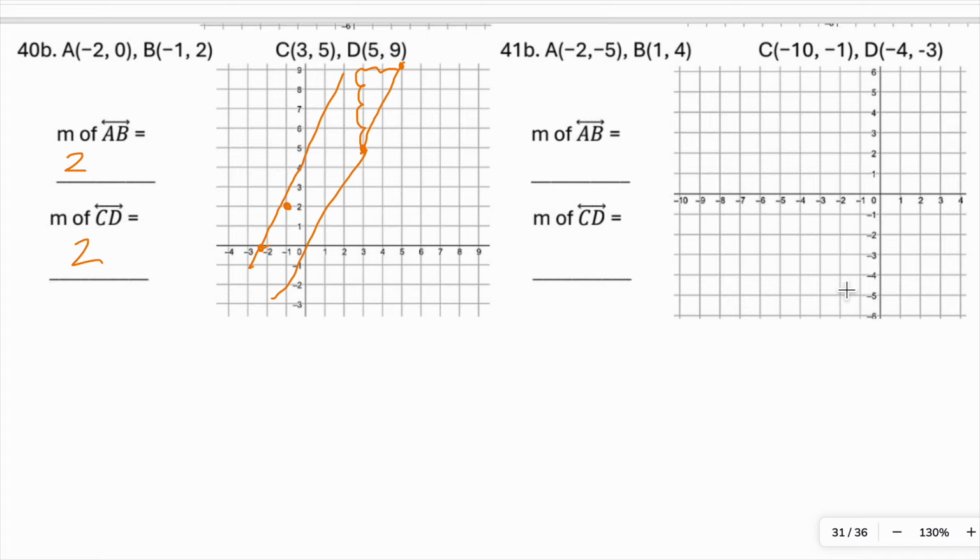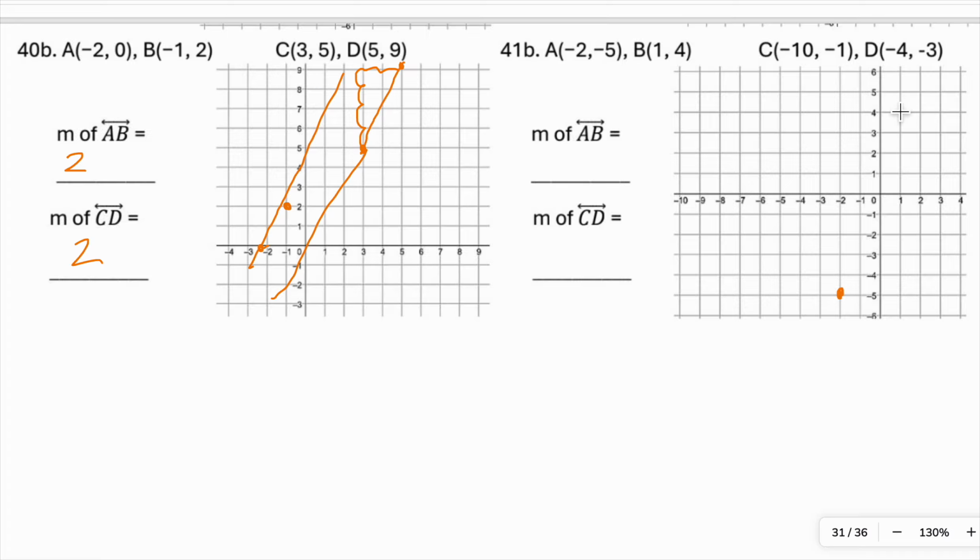And then 41B, negative 2, negative 5, 1, comma 4. Again, that's going to be a slope of 9 over 3, or just 3. And then CD, negative 10, negative 1, negative 4, negative 3. This one is going to go nice through that, or negative 1, 2 over 6, which is negative 1/3. So you're going to see that perpendicular relationship.